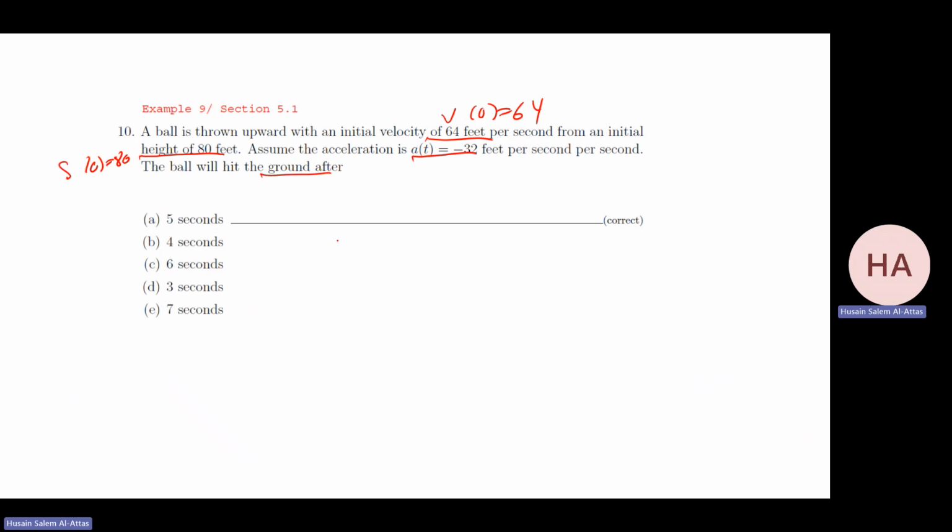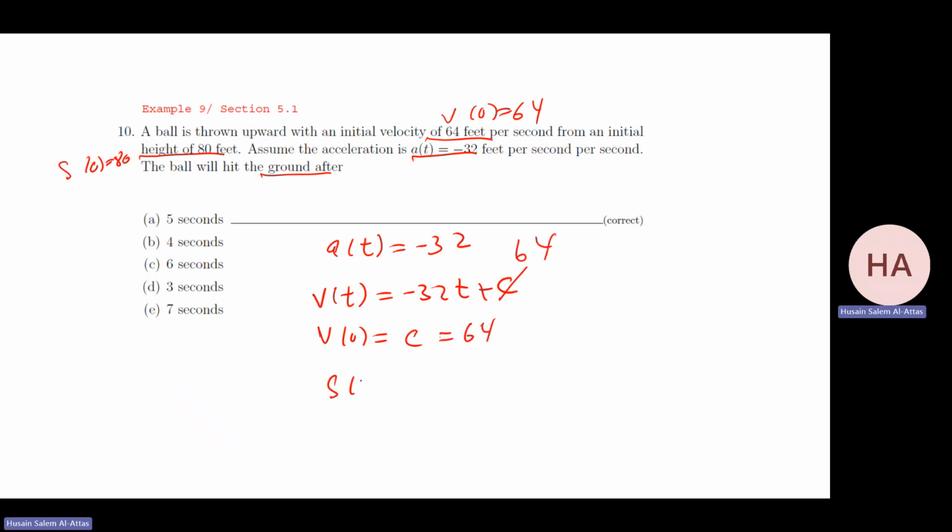Okay. So I have A of t equal minus 32, V at t minus 32t plus c. I have V at 0, 64. So I have V at 0 is minus 32t plus V at 0, that will be c. Minus 32 times 0 is c. 0 equals 64. So this is 64. So S at t will be minus 32 square t square minus 16t square plus 64t plus c.